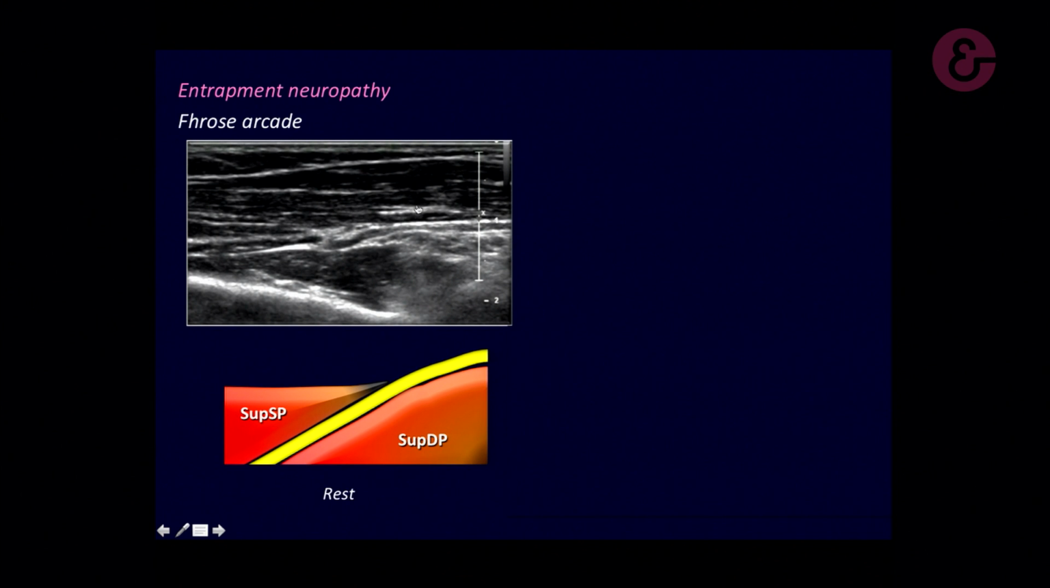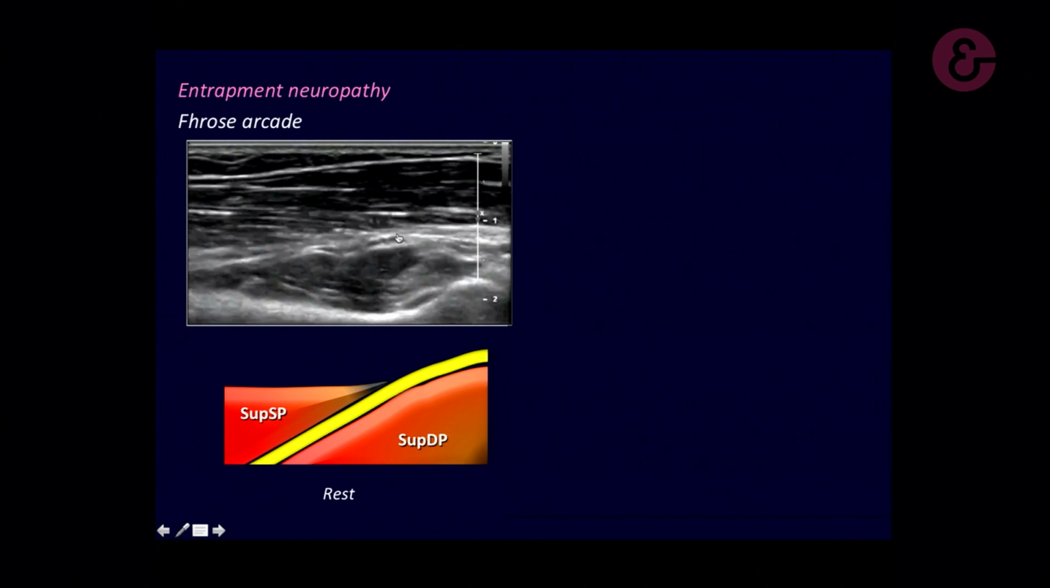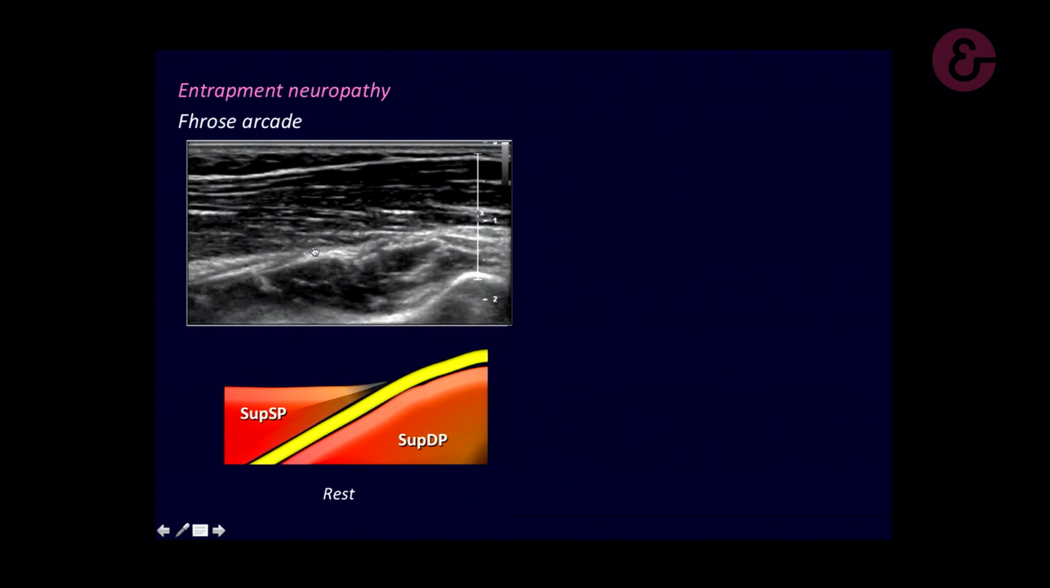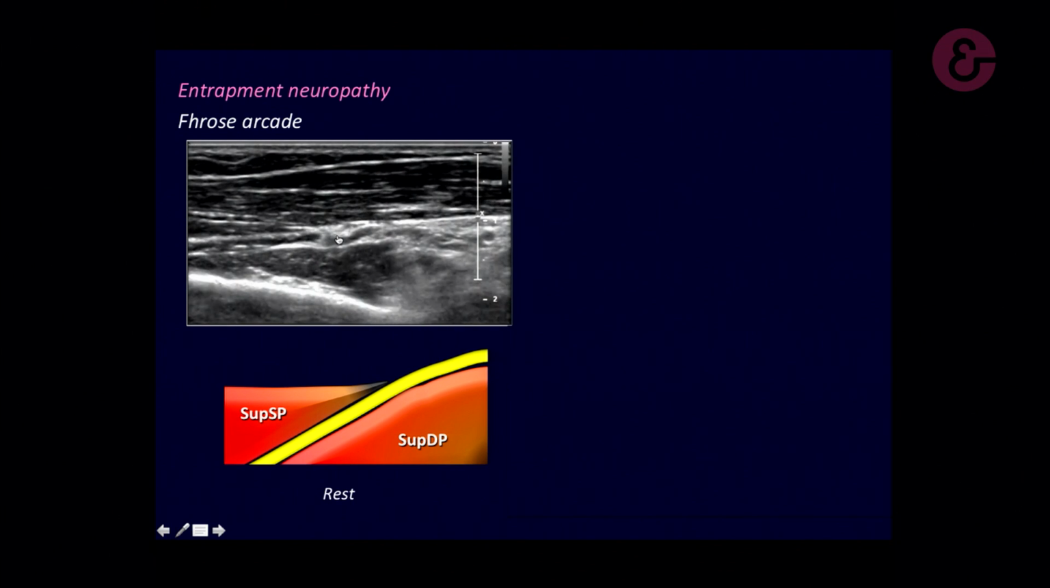We move to the Frohse arcade, as usual, dynamic examination. We examine the nerve always in this position, without any muscle activation. And this is the nerve coming down, entering in between the two heads. The superficial is here, as you can see in the drawing. The deep is here, and the nerve runs this way. And you can see the nerve going inside the two. And this is the Frohse arcade, the white area.